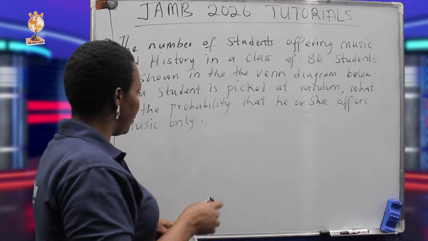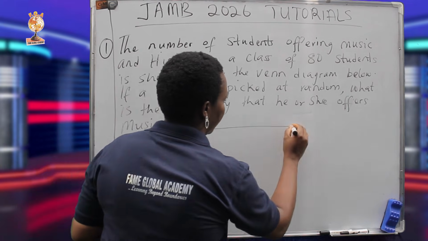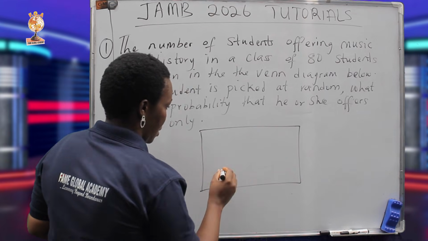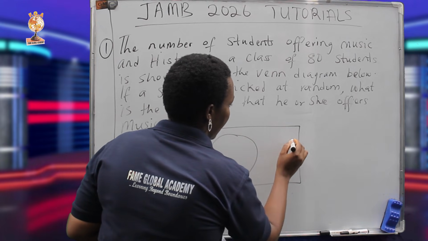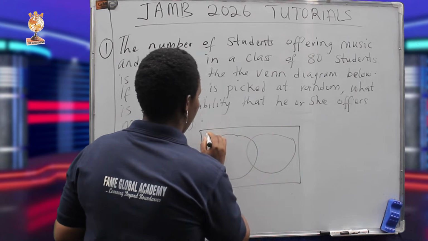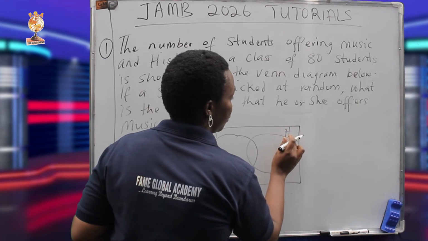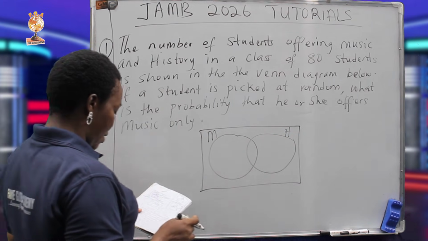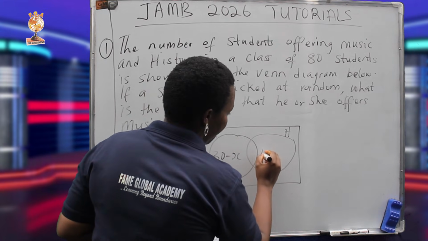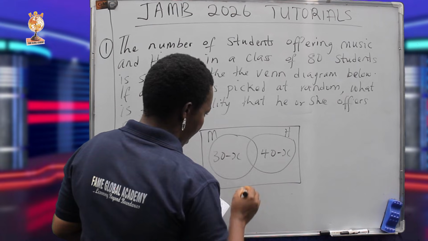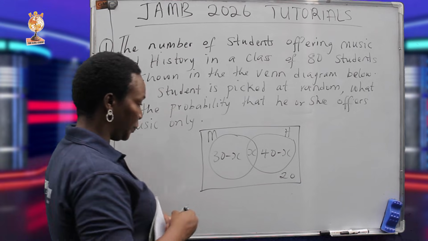Okay, so now let's draw the Venn diagram. So this is our Venn diagram. The first circle represents music and the second circle represents history. So this M stands for music, H stands for what? History. Okay, now we are having 30 minus x here, and we are having 40 minus x here, and we have x at the middle here and 20 outside.